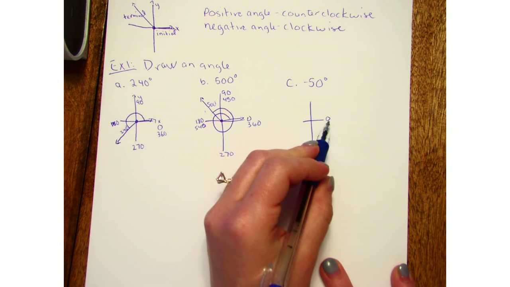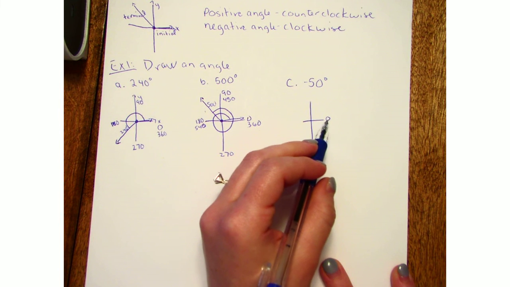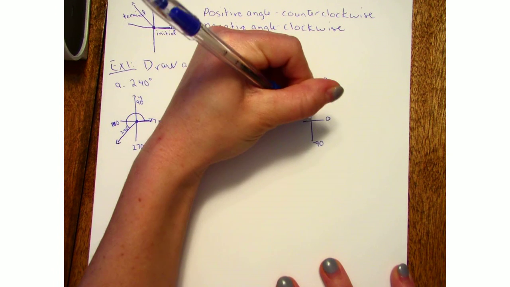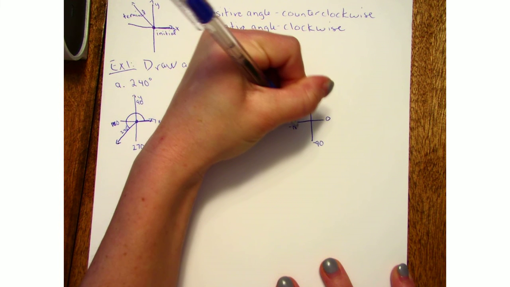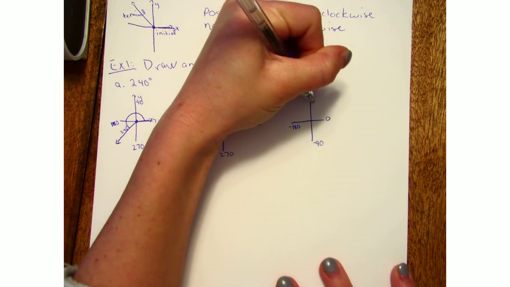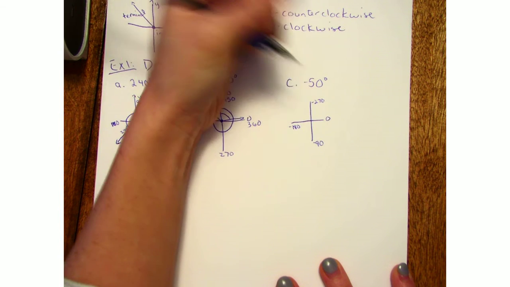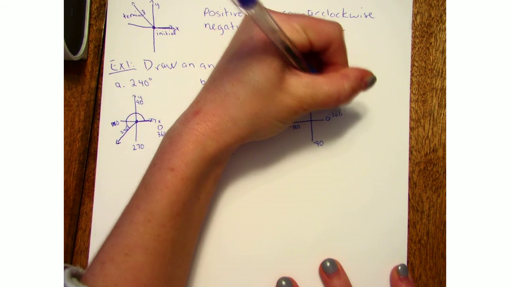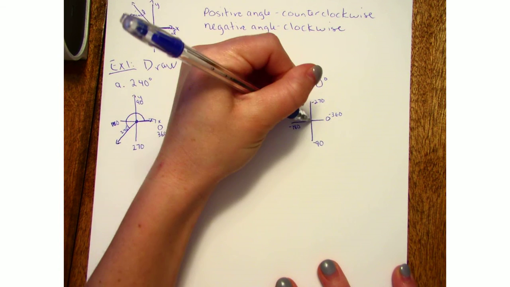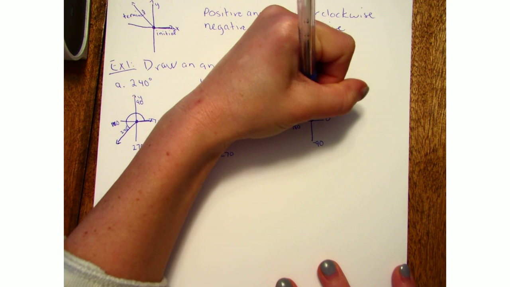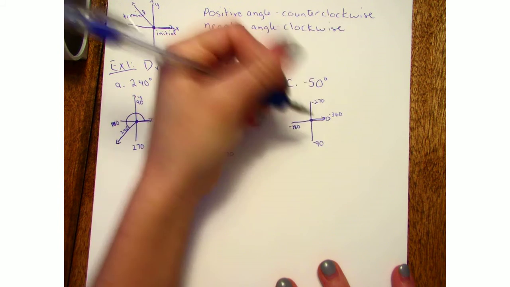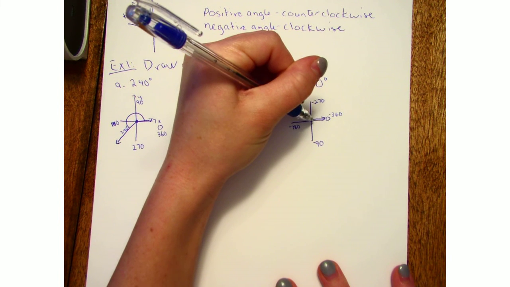So now instead of going 0, 90, we're going to go 0, negative 90 down here. Then negative 180. Then negative 270. And this would be negative 360. So we're going to start at 0. And now we're going to say, okay, we need to go to angle 50.